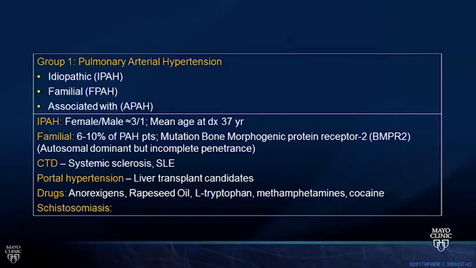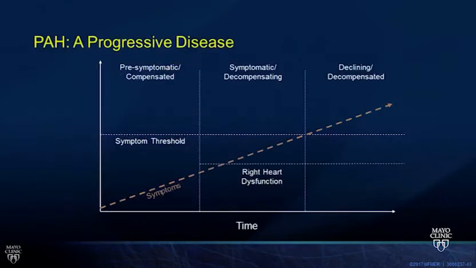Connective tissue disease, typically systemic sclerosis or SLE, is quite frequently associated, although I've seen it associated with most of these connective tissue diseases. Portal hypertension, liver transplant candidates. If a liver transplant patient has significant PH, it has to be treated aggressively pre-transplant. The mortality going into liver transplant with untreated PH is over 50%. So that's a very important point. But they actually respond to therapy quite well, hence the group 1 classification. And then there's a variety of different drugs and substances which can cause PH group 1.